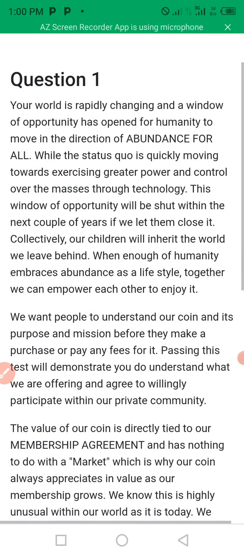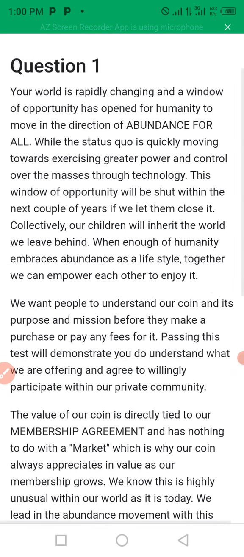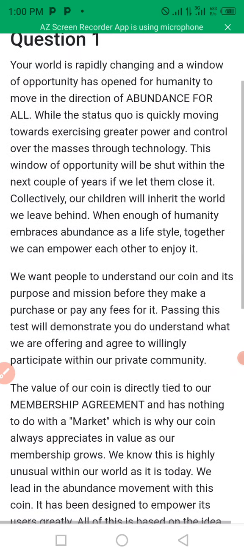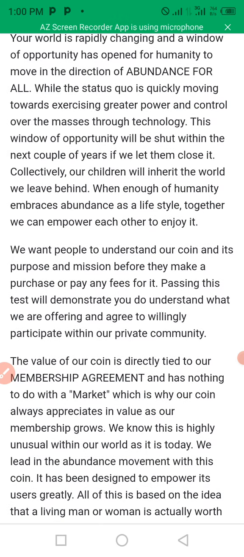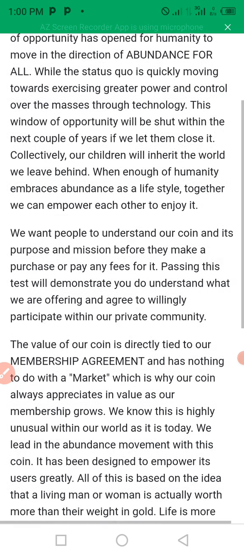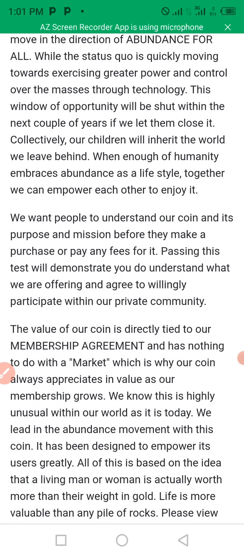Your world is rapidly changing, and windows of opportunity have opened to humanity to move in the direction of abundance for all, while the status quo is quickly moving towards exerting greater power and control over the masses through technology. This window of opportunity will be shut within the next couple of years if we let them close it. Collectively, our children will inherit the world we leave behind. When enough of humanity embrace abundance as a lifestyle, together we can empower each other to enjoy it.